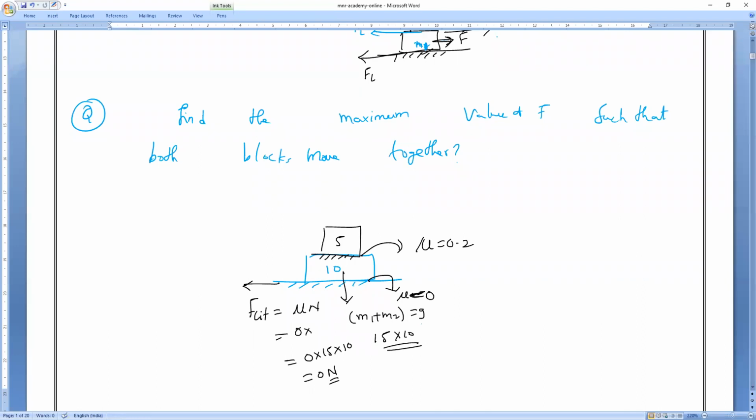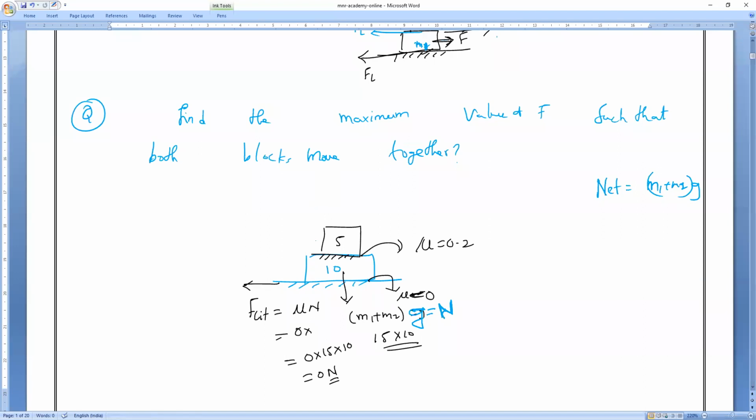Yes, sir. For the first body, N is M1 plus M2 into G. Am I right or wrong? Which is equal to the weight, in newtons. The normal force is equal to M1 plus M2 into G for the first body. Am I right, guys? Yes, F limiting is 0.